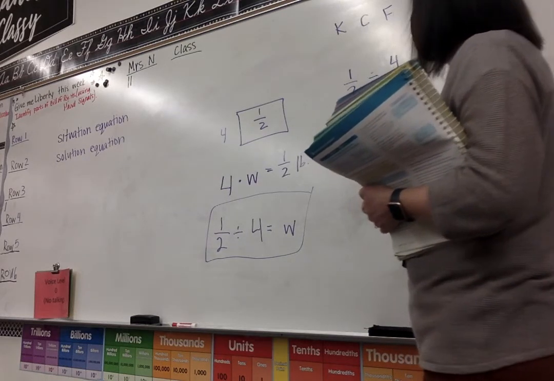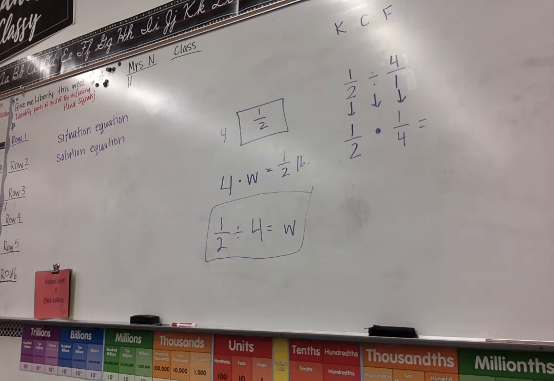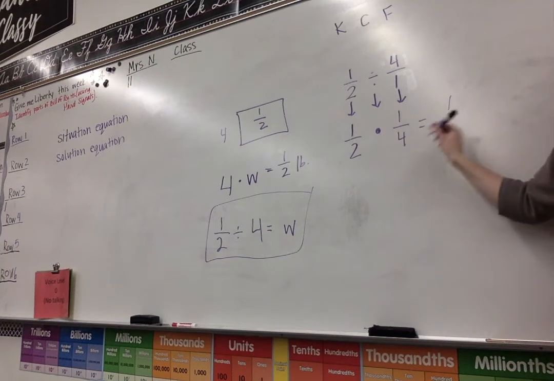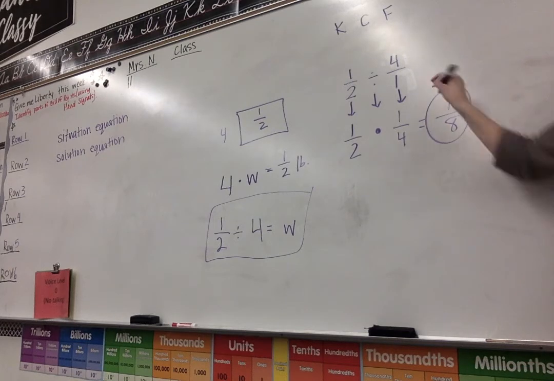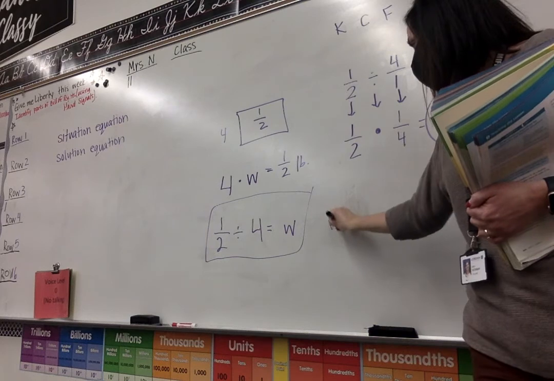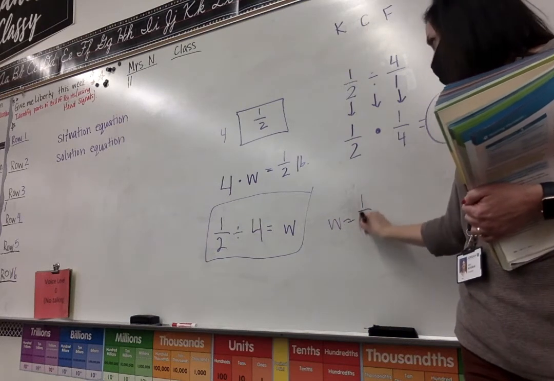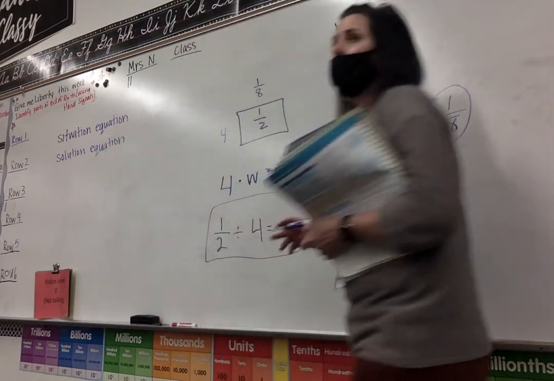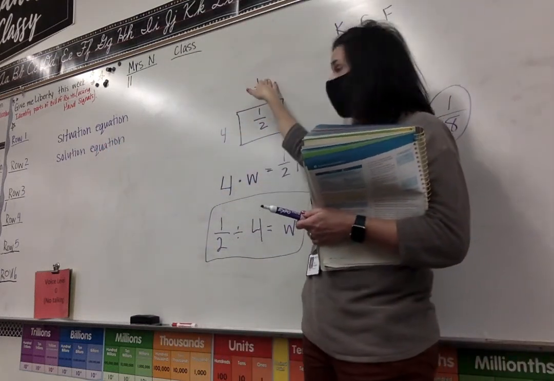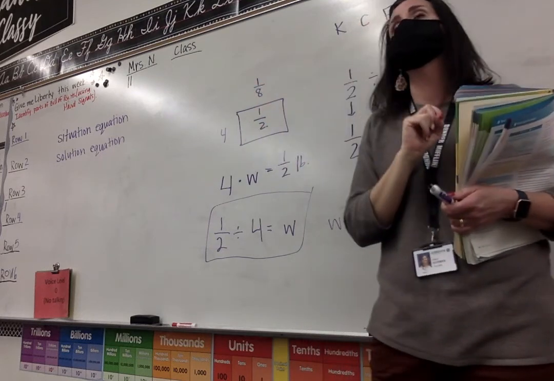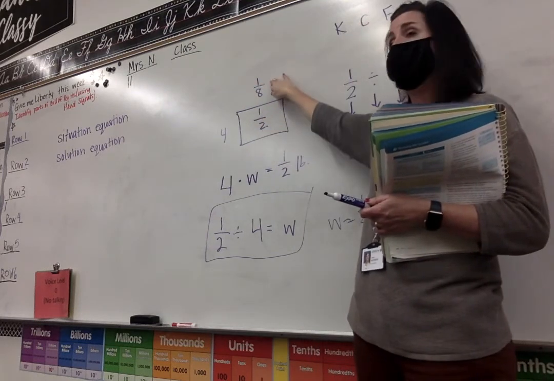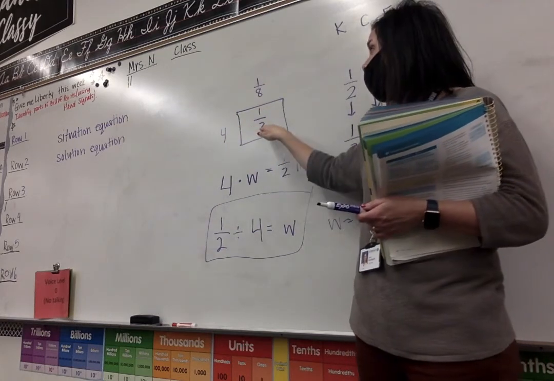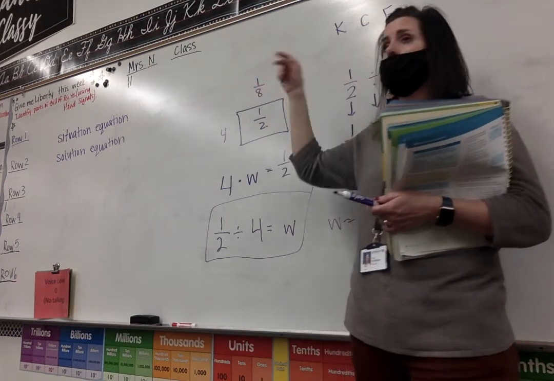1/4. Then we multiply straight across, right? 1 times 1 is 1. 2 times 4 is 8. There we go. So now we know that W equals 1/8. And if I fill in my model, I know that 4 times 1/8 equals a half. But I also know that 1/2 divided by 4 pieces will give me 1/8.